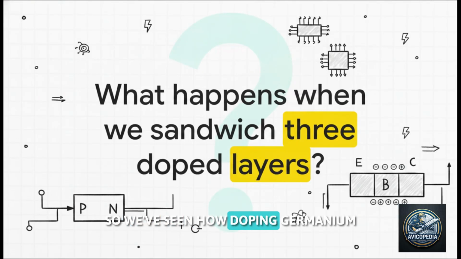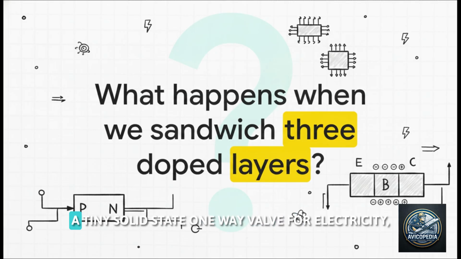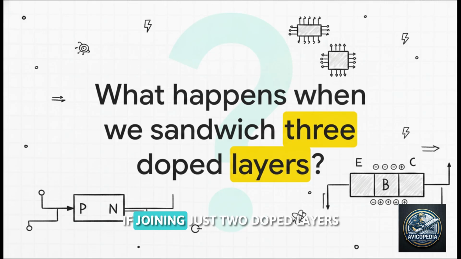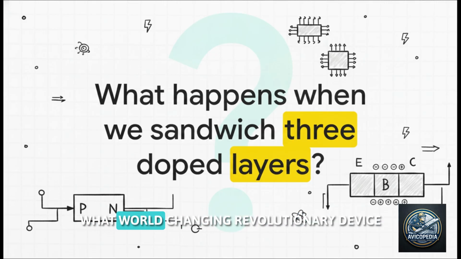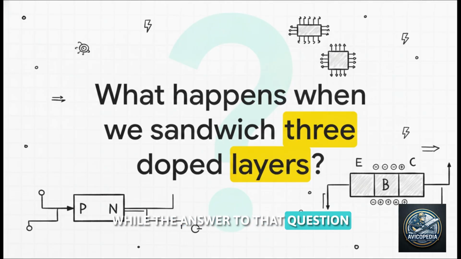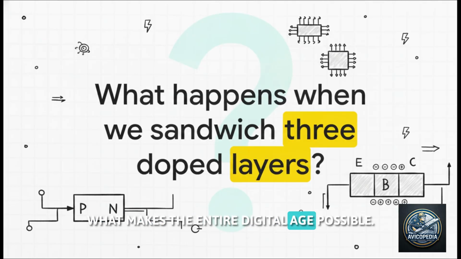So we've seen how doping germanium and silicon allows us to build a tiny, solid-state one-way valve for electricity, the pn-junction diode. But I want to leave you with this final, kind of mind-blowing thought. If joining just 2 doped layers gives us this much incredible control, what world-changing, revolutionary device might we create if we sandwich 3 layers together? Well, the answer to that question is the transistor, and it's literally what makes the entire digital age possible.